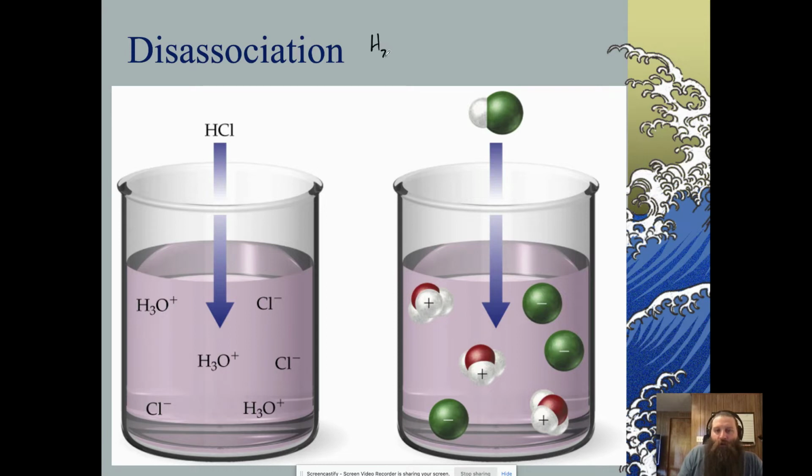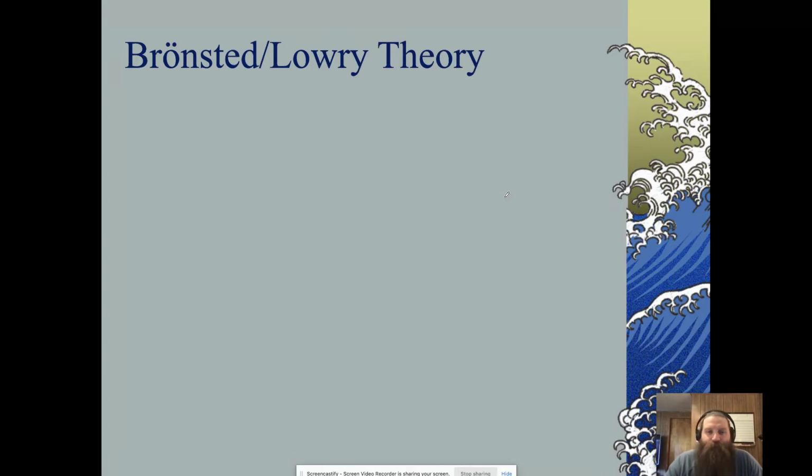We might also write it like this: H2O plus HCl yields H3O plus aqueous, and Cl minus aqueous. Right? That's how we might write that. So that's an Arrhenius acid. Any acid that produces H3O plus is classified as an Arrhenius acid.